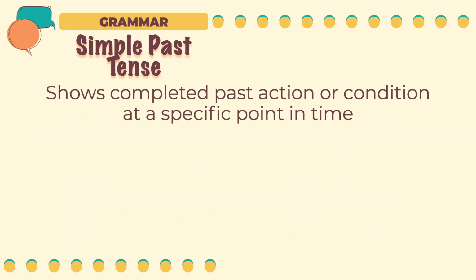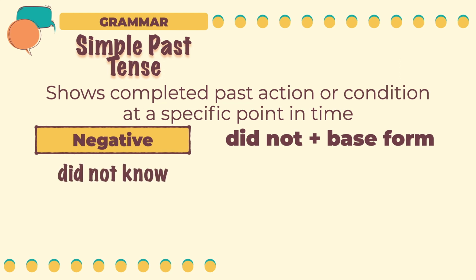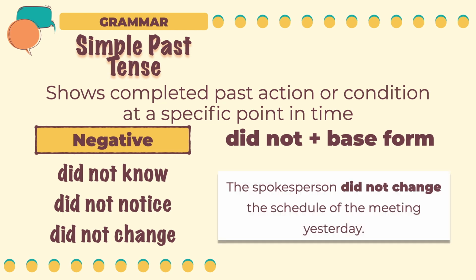The previous sentences are all positive sentences. The simple past form of the verb may also be used in negative sentences, or sentences that are not true or did not happen. The formula used for simple past negatives is did not plus base form of the verb. Examples of simple past negatives are did not know, did not notice, did not change. Here's an example sentence. The spokesperson did not change the schedule of the meeting yesterday.